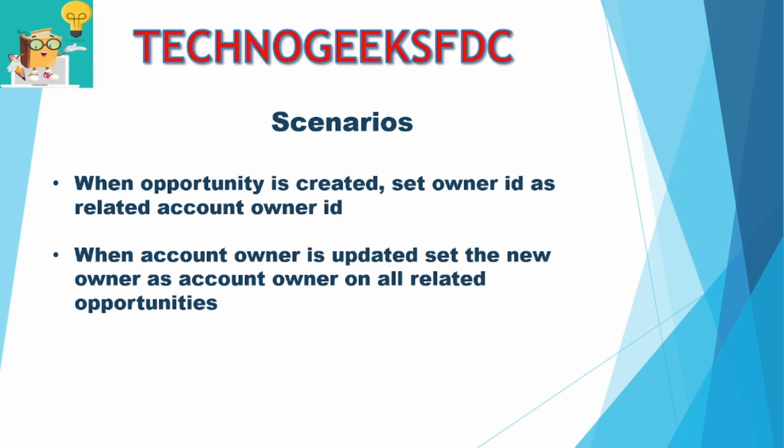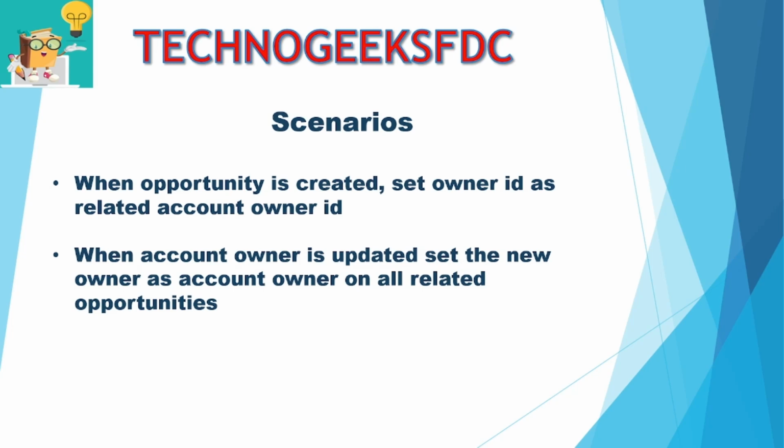Another scenario is that you have an account with, let's say, five or six opportunities associated with it. Now a user comes and changes the owner of the account. In that case as well, whatever the new owner is needs to be pasted over to the opportunity owner as well. All the related opportunity owners should get changed to the account owner. So these are the two scenarios we will be covering as part of this whole coding scenario.